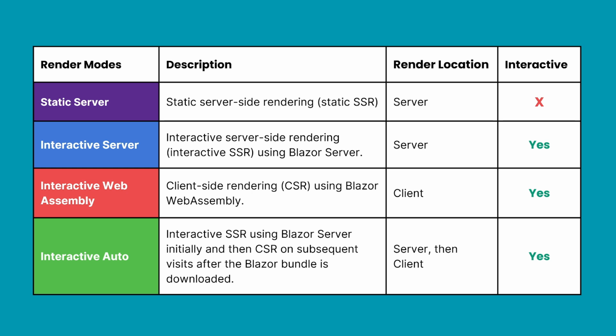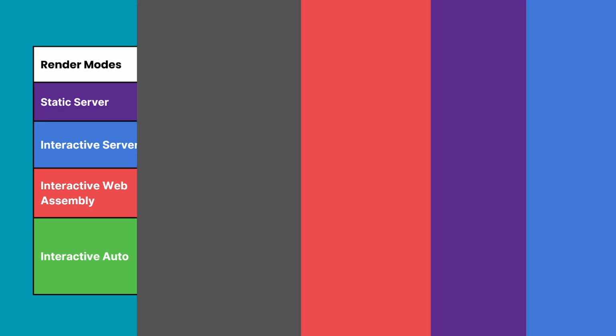Now, interactive auto is also really beautiful. This combines the best of both worlds. On the first load of your component, the server handles the rendering, and then behind the scenes, the browser loads the .NET WebAssembly runtime in the background. So the next time that you visit that same component, it renders with the WebAssembly on the client, and this is beautiful as well. And this also supports interactivity.